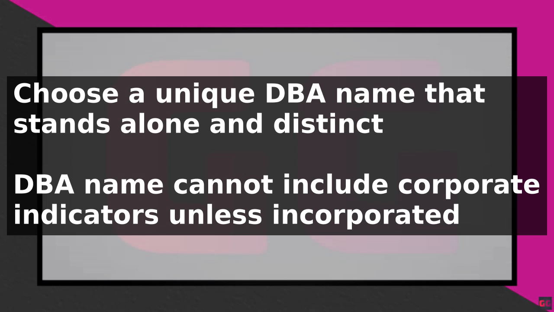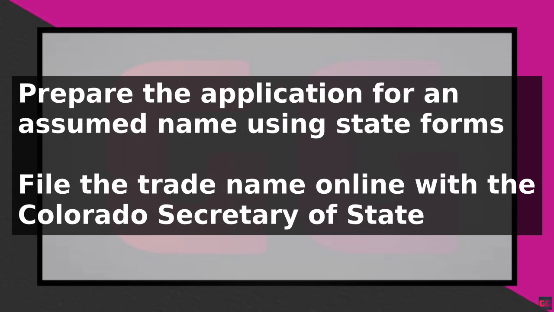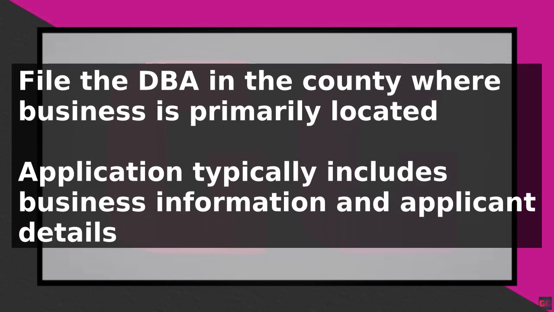Once you have determined a unique and available name, you can prepare the application for an assumed name. To complete the trade name filing, use the forms provided by the Colorado Secretary of State to file a statement of trade name online. It is essential to file your DBA in the county where your business is primarily located, and most Colorado counties require full information in the application. The application typically includes the business name, address, mailing address, business description, dates, and the applicant's name, address, and signature.